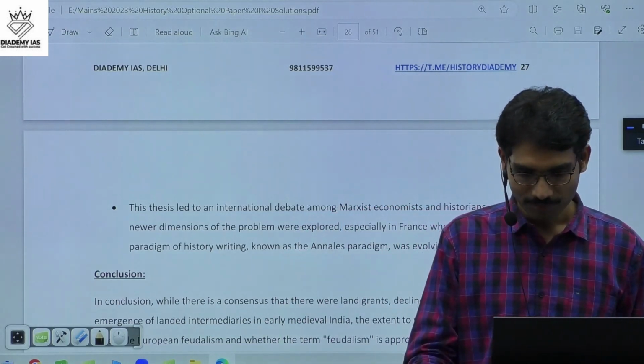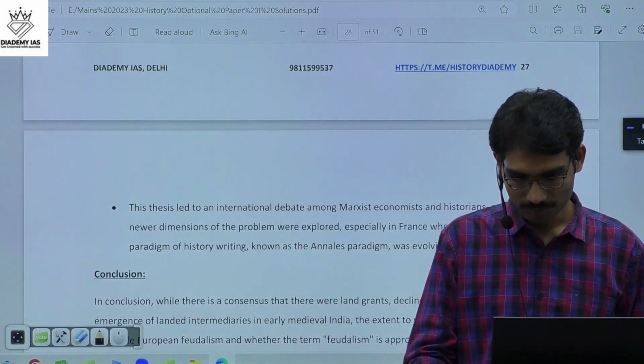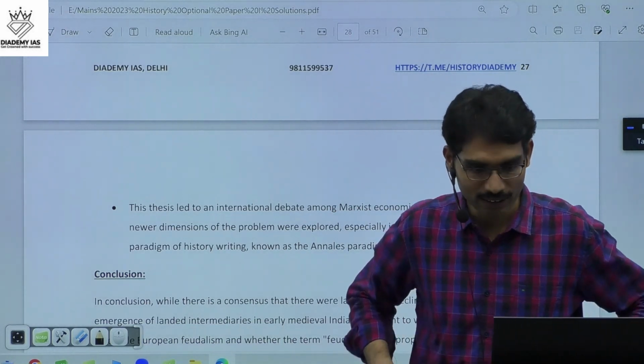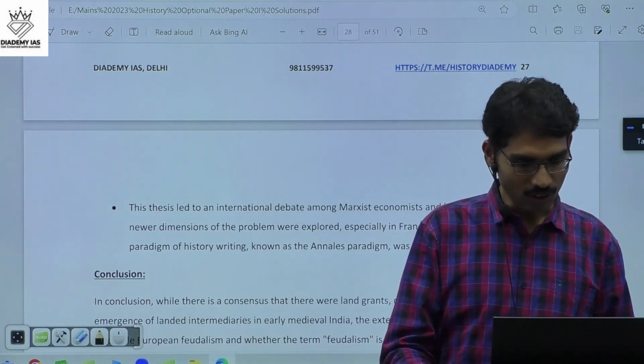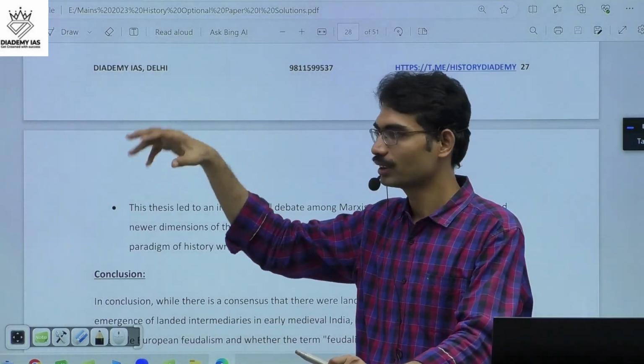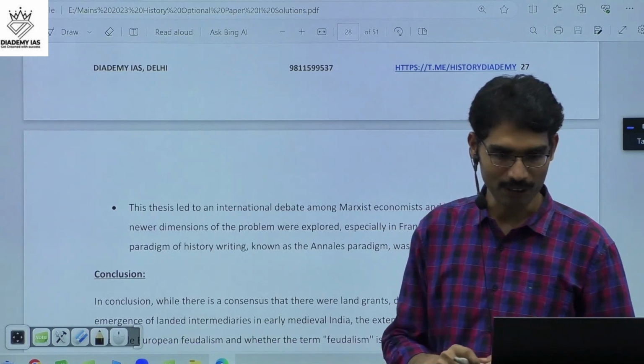All of you clear? Did the Samanta system become hereditary? Yes, very good. So when so many land grants were given, this feudalism concept emerged.